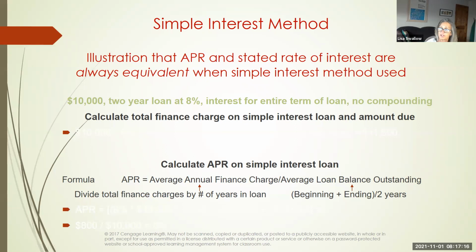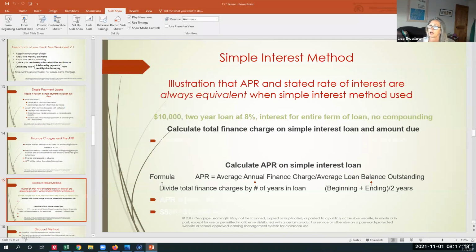Okay, so simple interest method. Let's do this. First off, the statement here: the APR and the stated rate of interest are always the same. Okay, so that's different from a discounted note. Whatever it says on the note is what your annual percentage rate is.